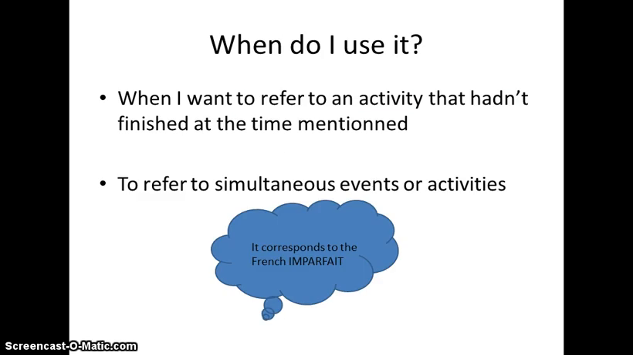So remember, you use be plus -ing in the past to refer to an activity that had not finished at the time mentioned, and to refer to simultaneous events or activities. Something that can help you if you're good with French grammar is that it corresponds to the French imparfait. So if you have this in mind, you should not get it wrong.